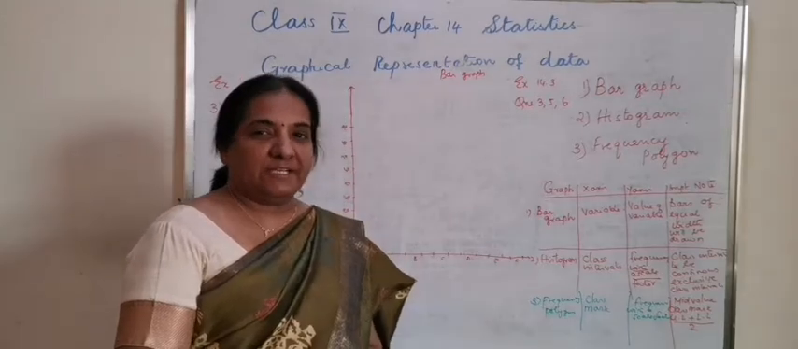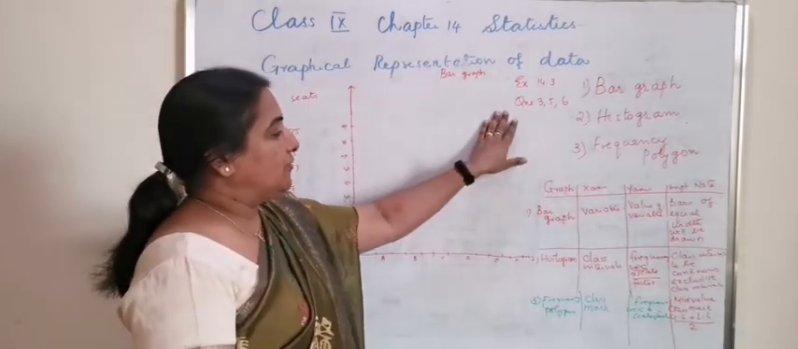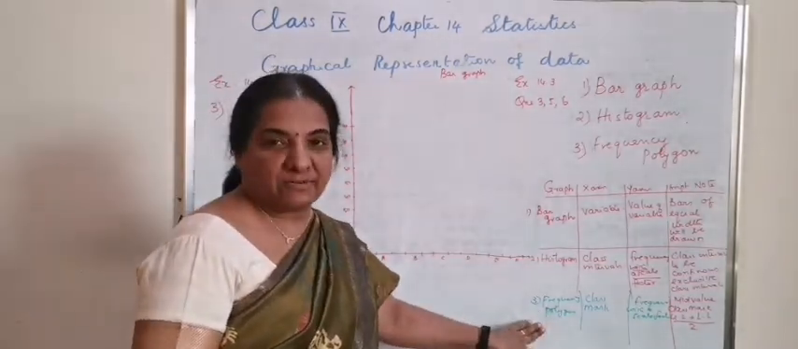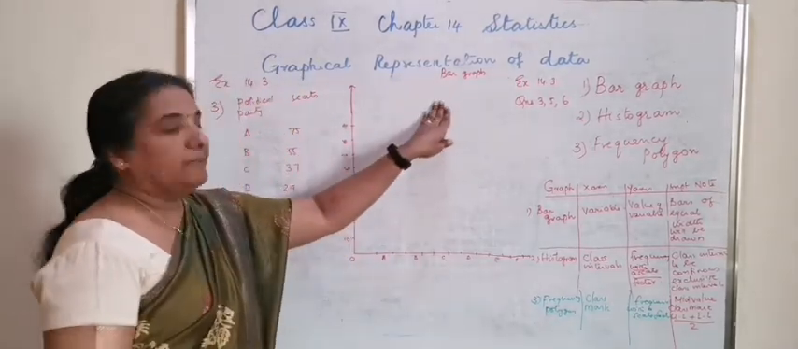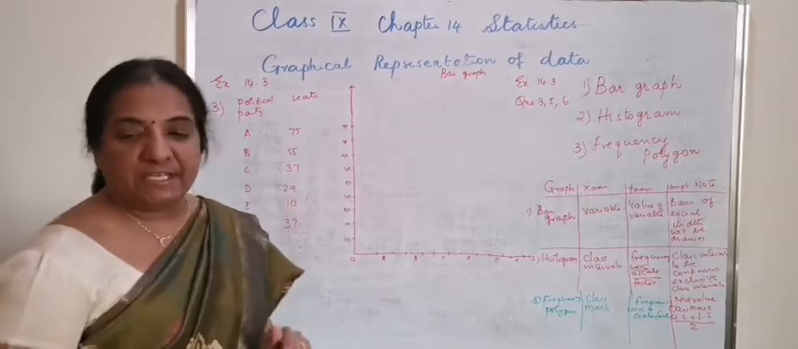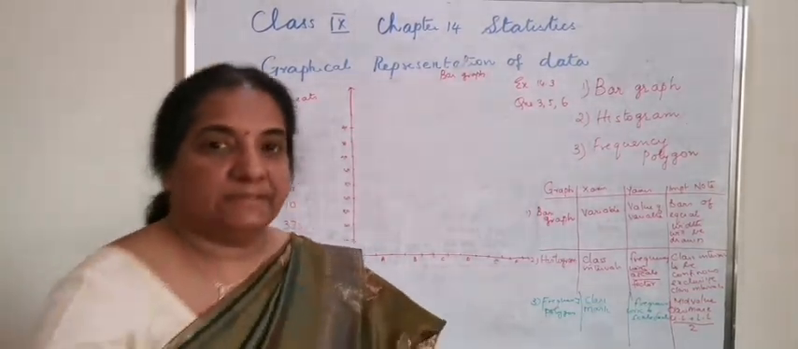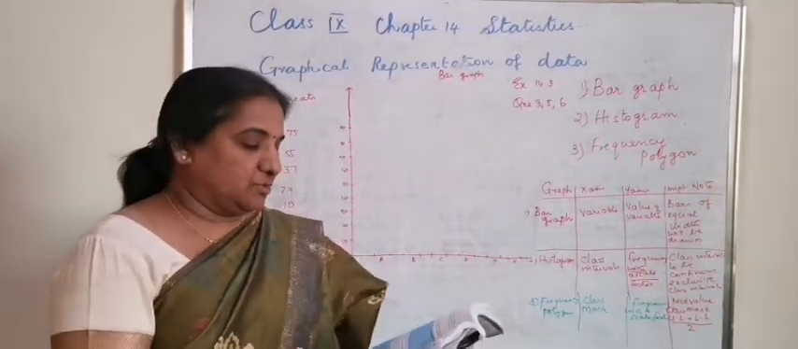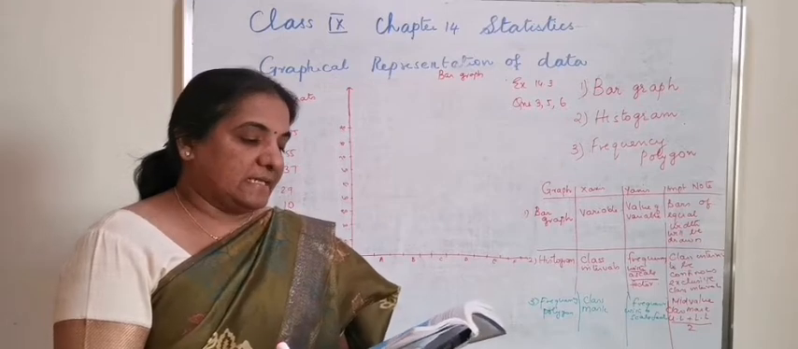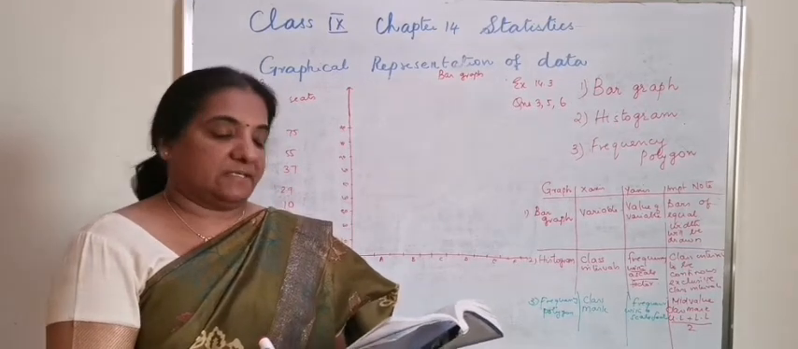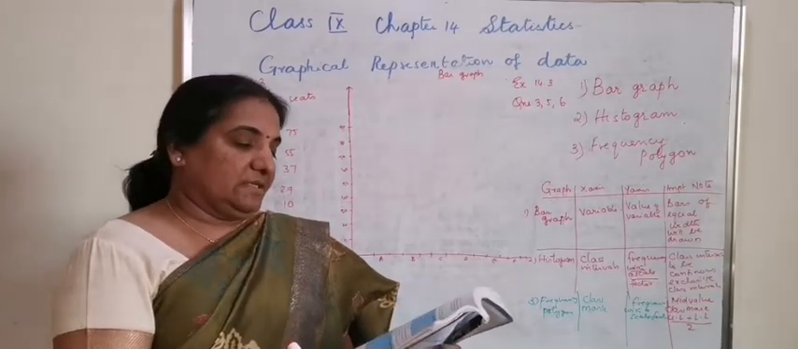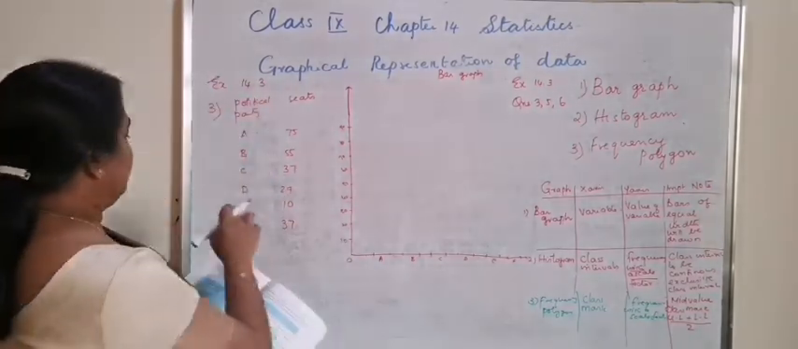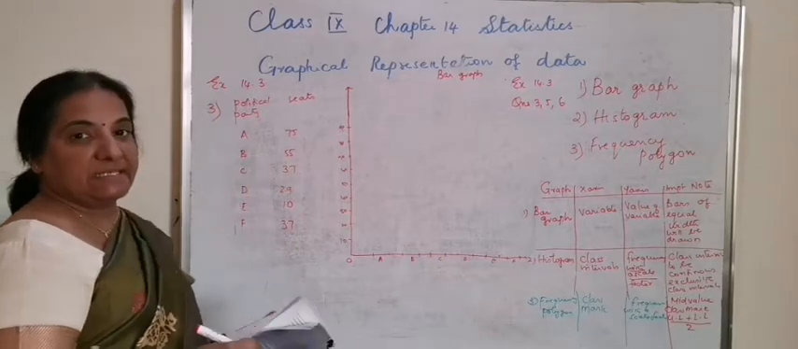Exercise 14.3. One example each for bar graph, histogram and frequency polygon we will work out. Question based on bar graph, question number 3. The question says that the data shows the seats won by different political parties in the polling outcome of a state assembly election. The political parties are A, B, C, D, E, F and the seats won.